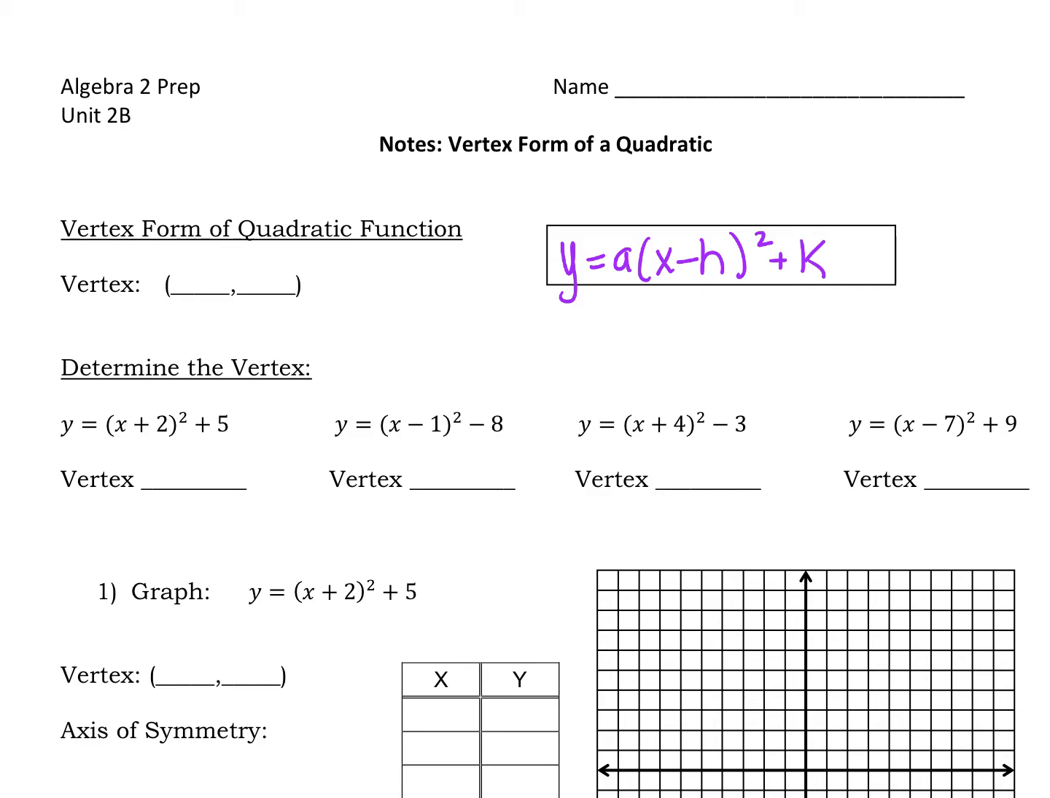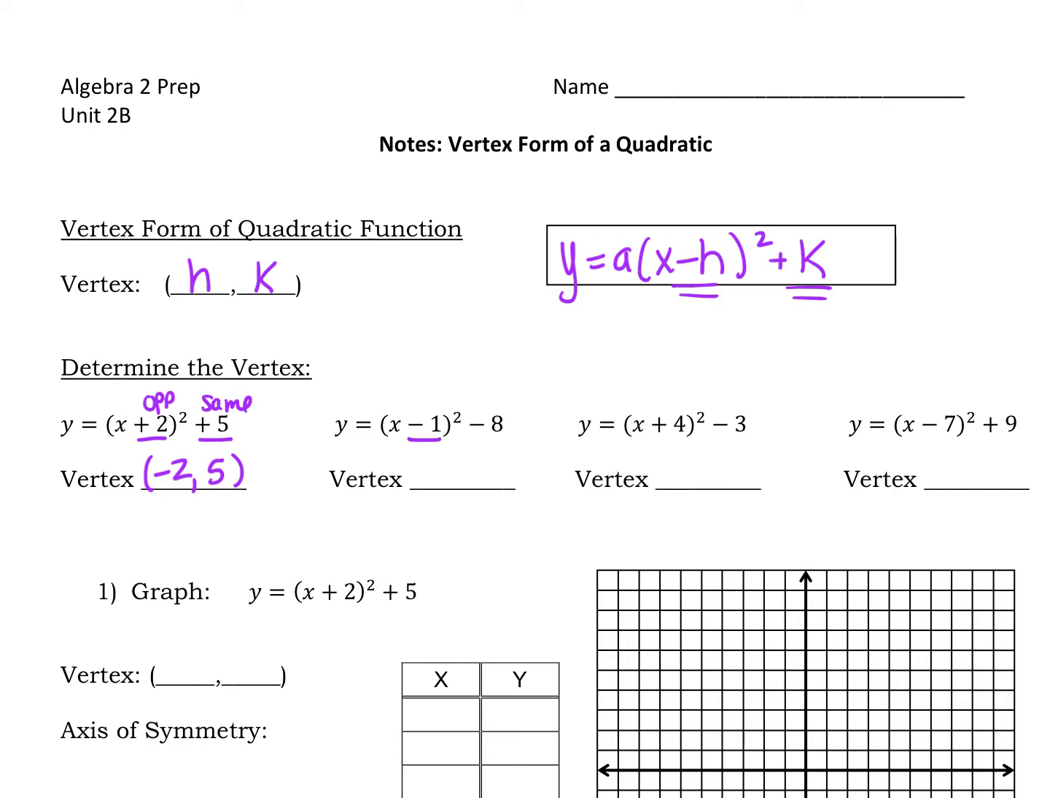Now, my vertex is going to come from (h, k). So it's really going to be the opposite of what's in my parentheses with x, and then the same as what's with k. So if I was looking at this first equation, I have 2 and 5. So my vertex is actually going to be (-2, 5), because it'll always be opposite sign, same sign.